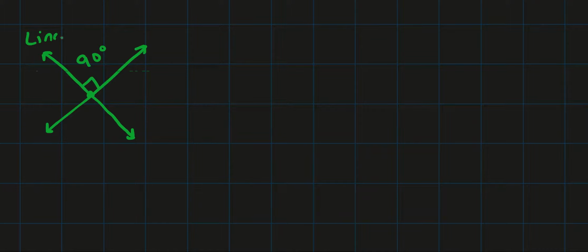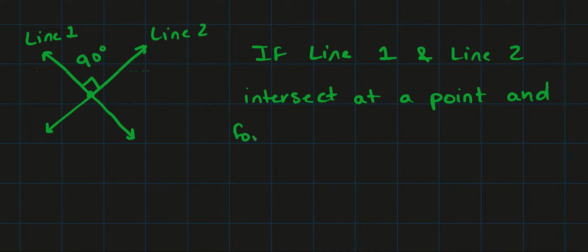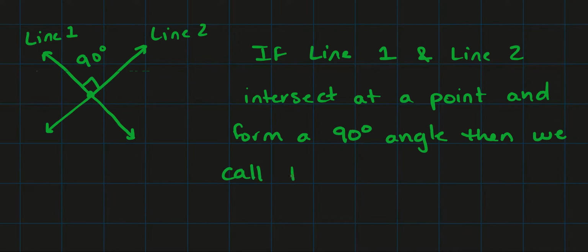So if this is line 1 and this is line 2, if line 1 and line 2 intersect at a point and form a 90-degree angle, then we call the lines perpendicular.